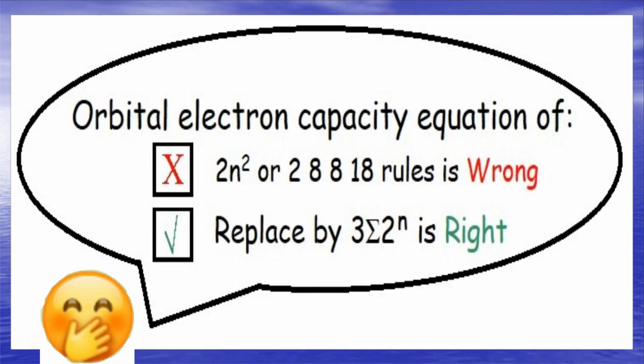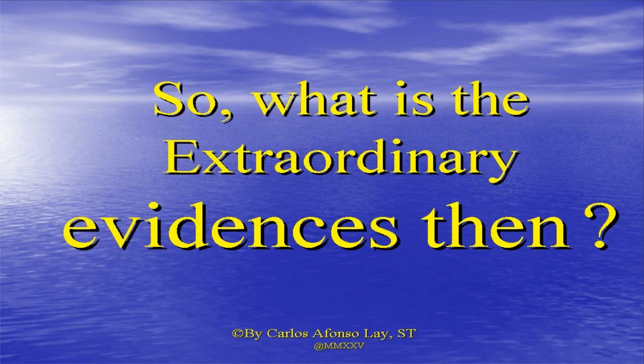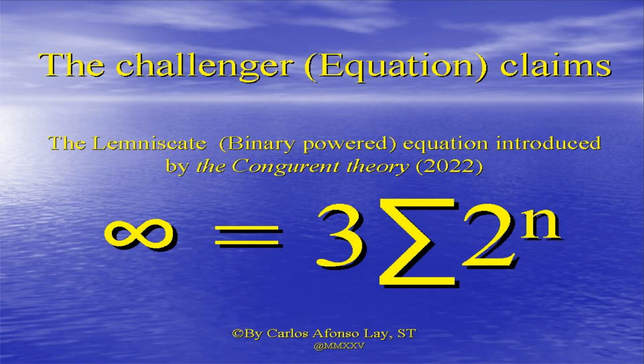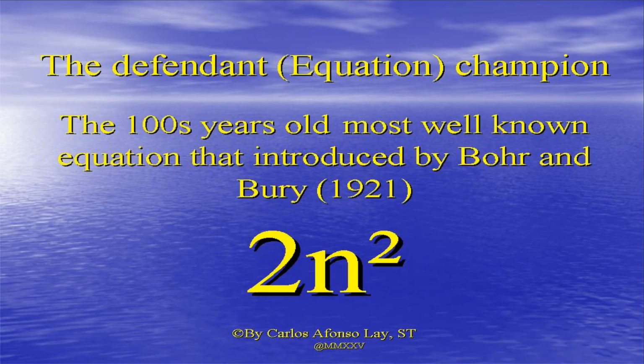Oh no! So, what is the extraordinary evidence then? The challenger equation is the Leibniz-Cat, or binary power equation, introduced by the Congruent Theory in 2022. Leibniz-Cat equals 3 summation 2 power n. This is the equation. The defendant equation is the 100-year-old, most well-known equation introduced by Bohr and Bury in 1921, which is 2n power 2.